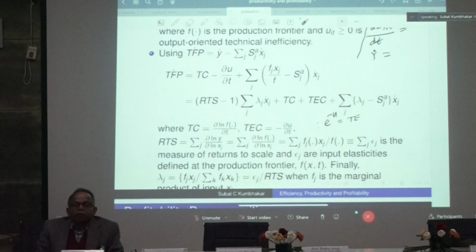What do you mean by not using the inputs efficiently? Meaning that we know that if you are maximizing profit, the inputs are to be used in a particular way. Remember that rule: the marginal product, or value of the marginal product, has to be equal to the cost, right? And that's very simple. I mean, everybody knows that.